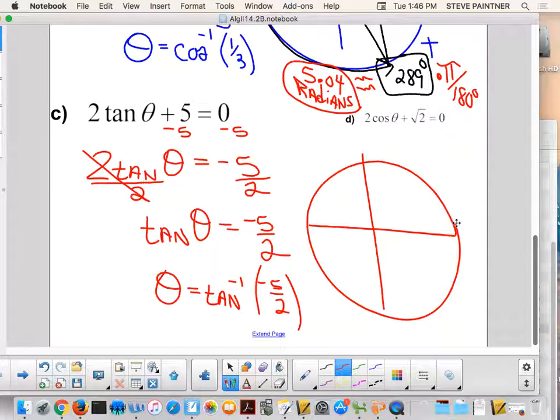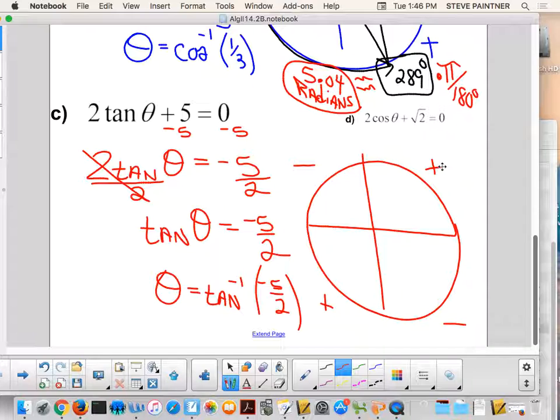Where is tangent going to have negative ratios? 1 and 3. Just kidding, sorry. Would it be 2 and 4? It'd be 2 and 4, wouldn't it? Positive here, positive here. You have negative ratios, you're in 2 and 4. Punch it in.